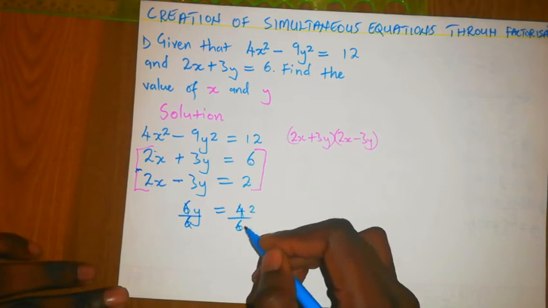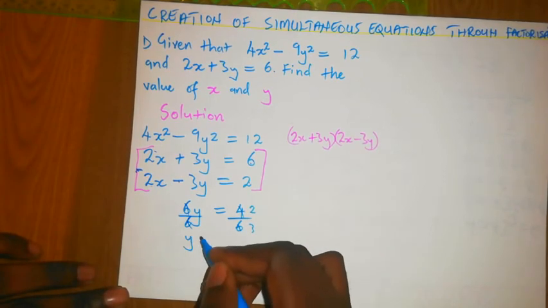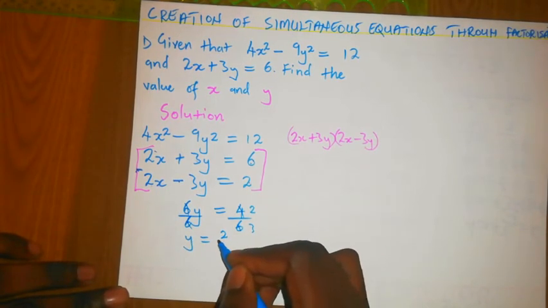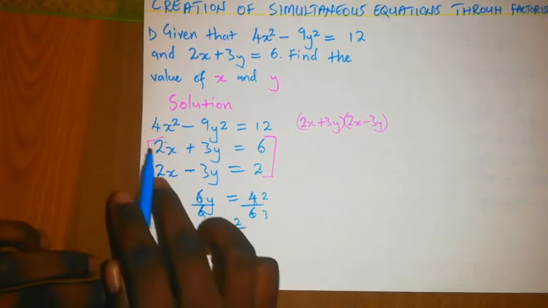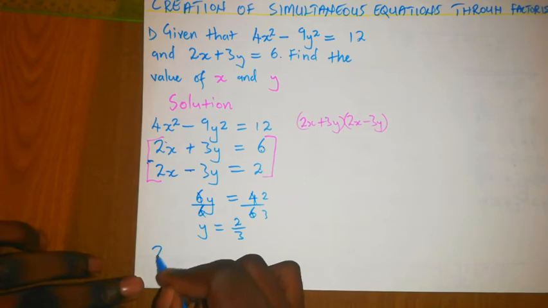So here it's 2, here is 3. So my y is equal to 2/3. Then I'll substitute here. I'm going to choose one of my equations there.